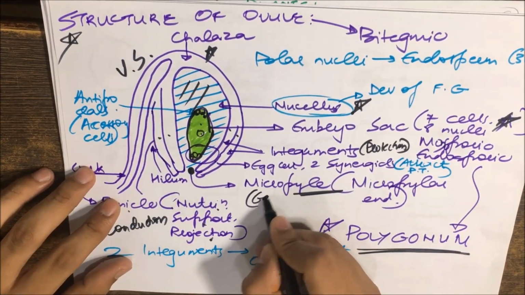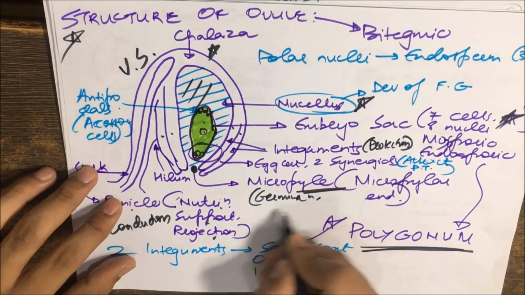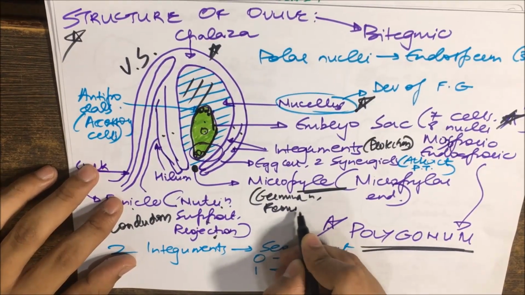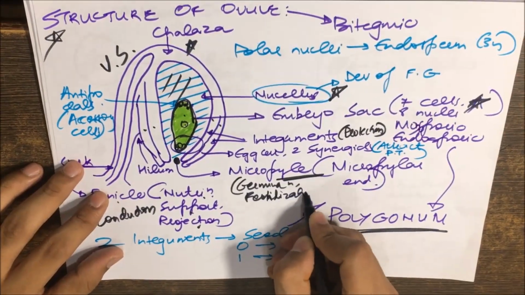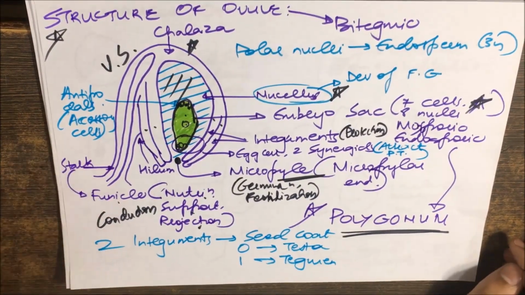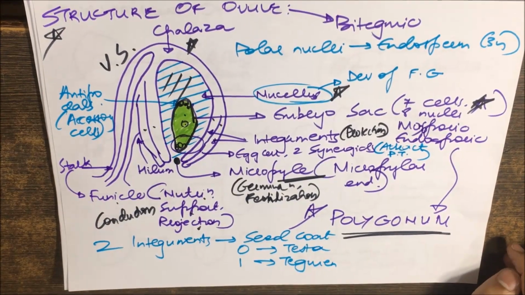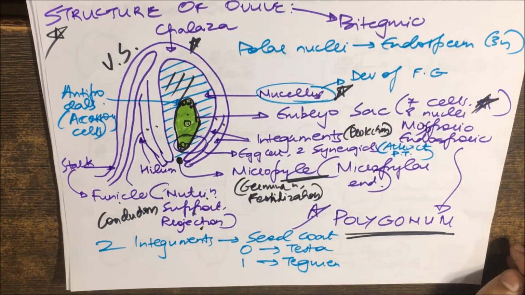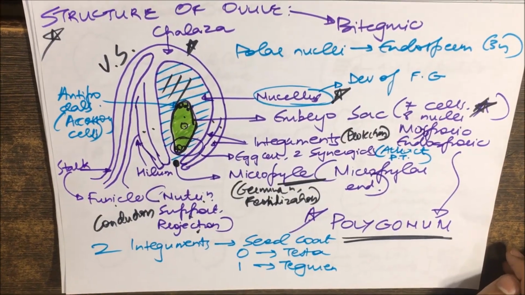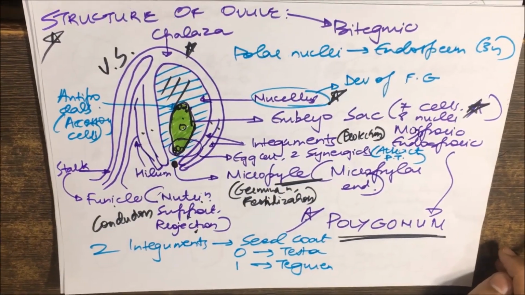So for germination and fertilization we have the micropyle or the micropylar end. Then we have the egg apparatus, which is the female gamete, and after fertilization gives rise to the diploid zygote which develops into an embryo. The synergids play an important role in fertilization and degenerate after fertilization.